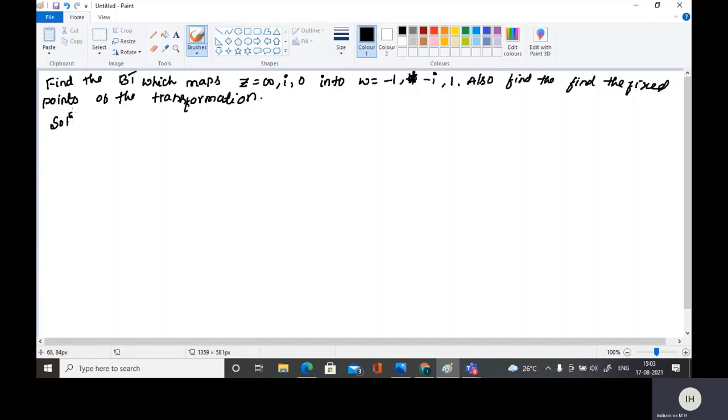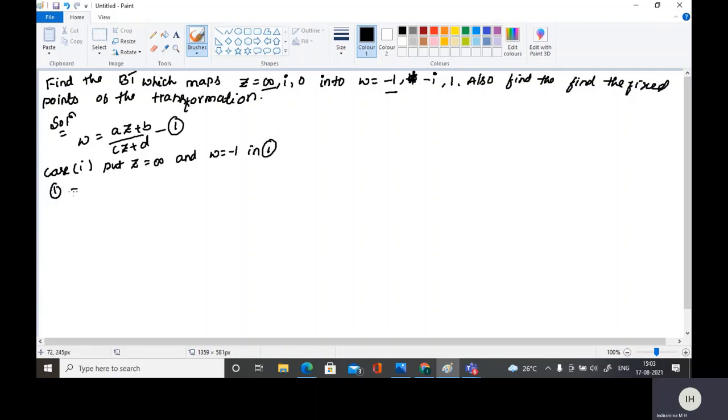Solution. So we have to consider the bilinear transformation w is equal to (az plus b) by (cz plus d). For this equation number 1, we go for 3 cases. Case 1, what is the first case? Put z equal to infinity and w is equal to minus 1 in equation 1.